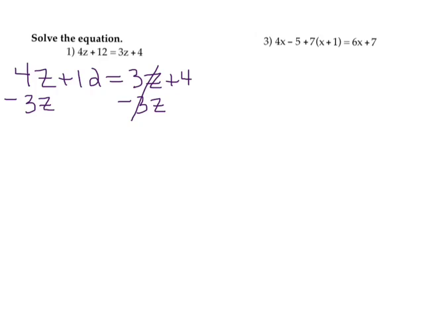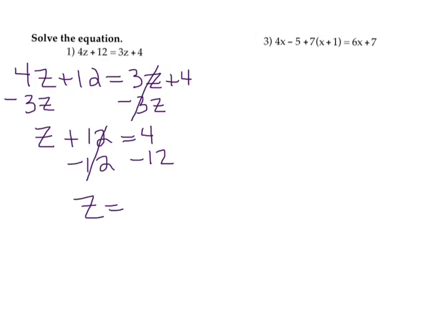4z minus 3z, well, that's 1z. In this case, just z plus 12 equals 4. Now, what I do next is I will subtract. So since it's positive 12, minus 12, minus 12. Okay, it cancels on the left-hand side. Z equals 4 minus 12. Well, that's just negative 8. So the answer for the first question is z equals negative 8.